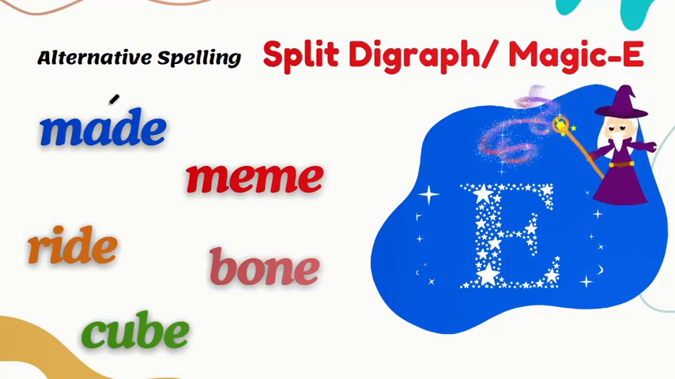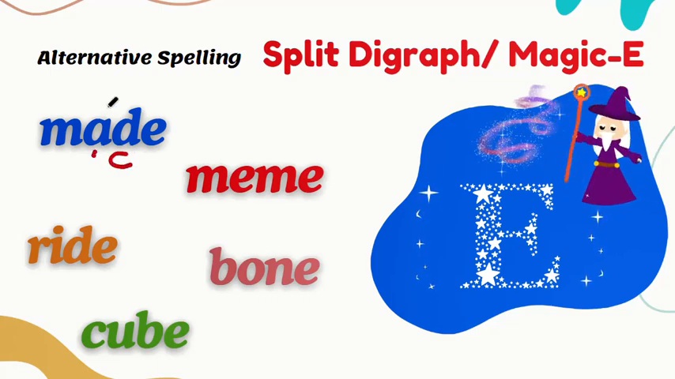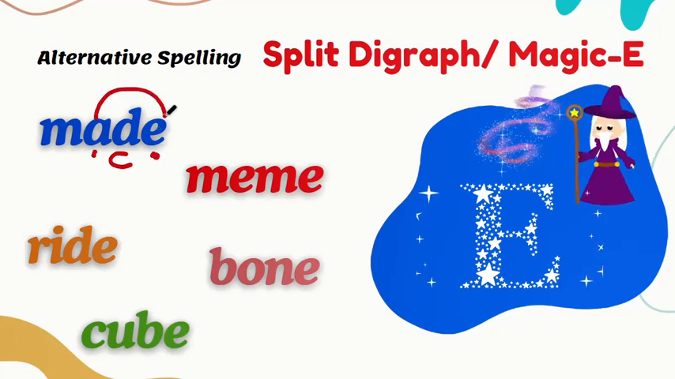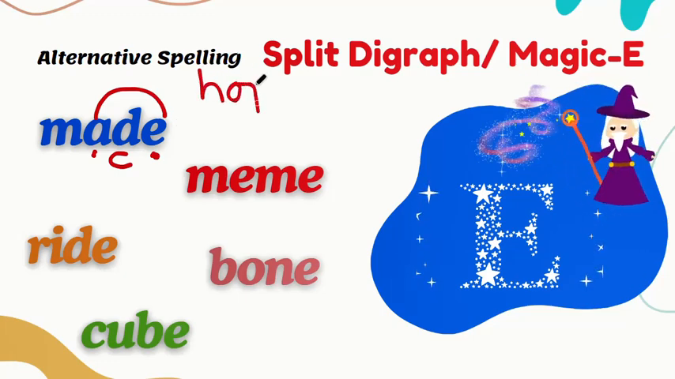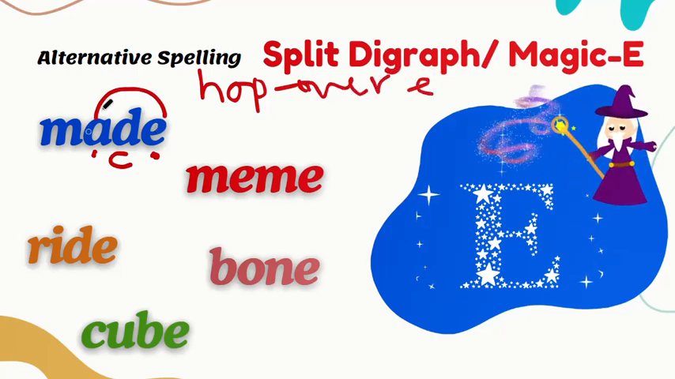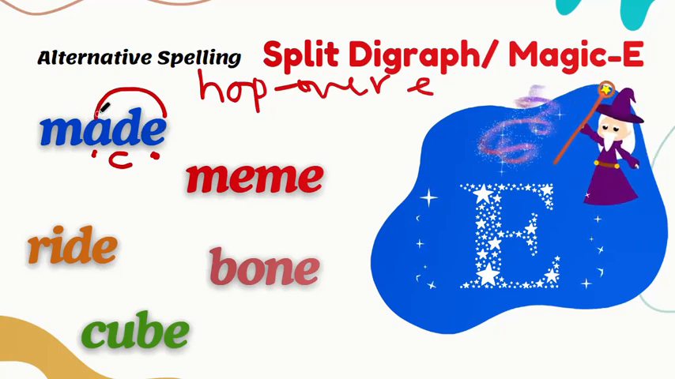First, for the viewers who don't know what the split digraph or the magic key is, there you go. If you have a vowel, a consonant, and it is followed by a silent final E, this silent E pulls the sound of the other vowel and makes it say its long sound. It is called the split digraph. It is also called the magic key, as well as hop over E, because it can hop over a consonant. Remember, magic key can only hop over a single consonant to pull the sound of the preceding vowel.